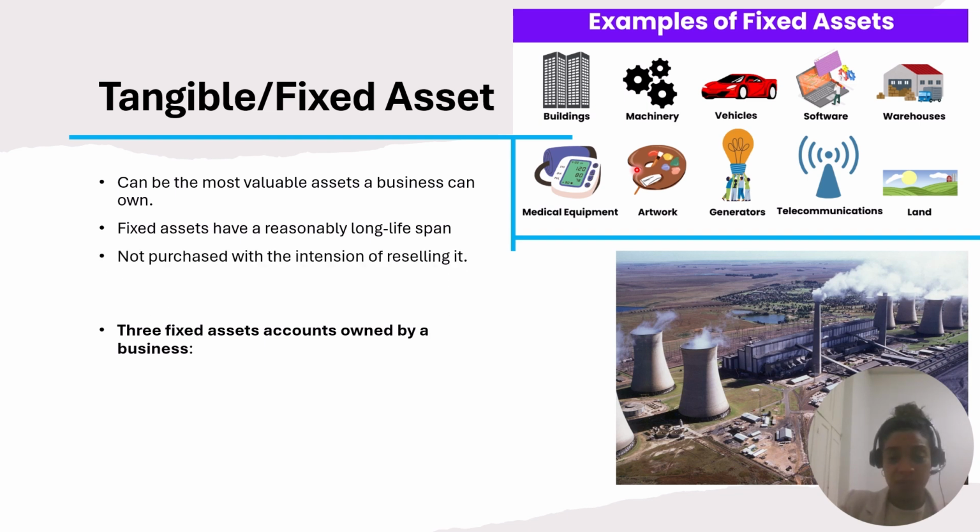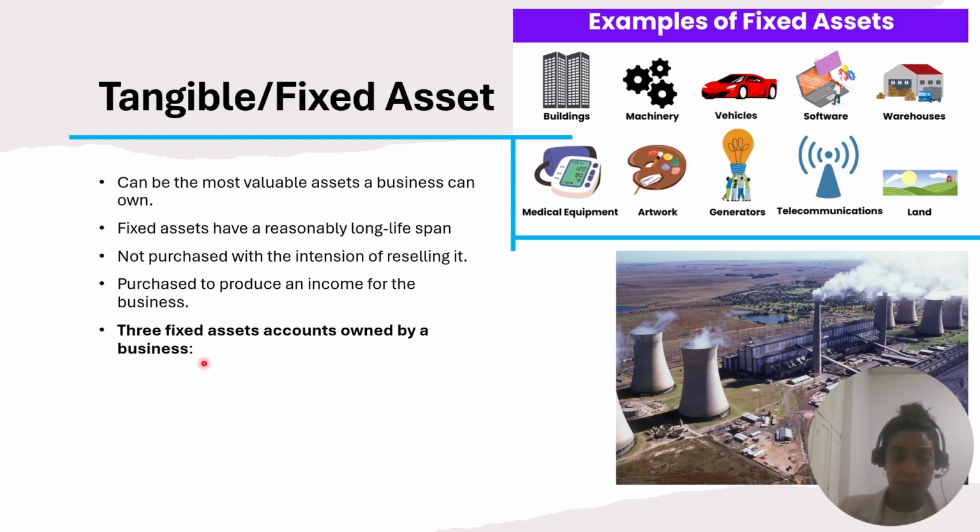and assets aren't purchased with the intention to resell them, right? They are purchased with the intention to produce an income for the business. For example, we take machinery. Machinery is purchased to produce products, to sell at a profit, to produce an income for the business, right?